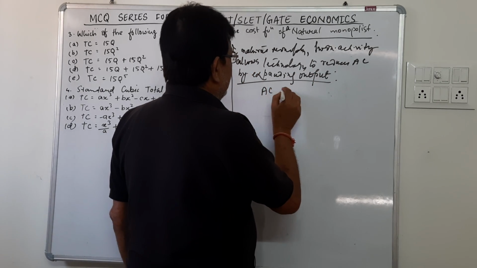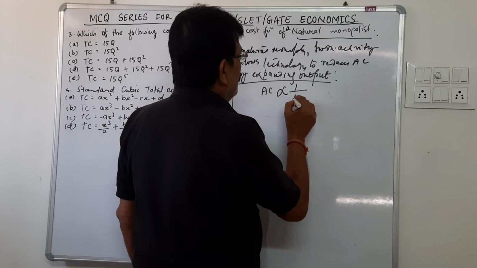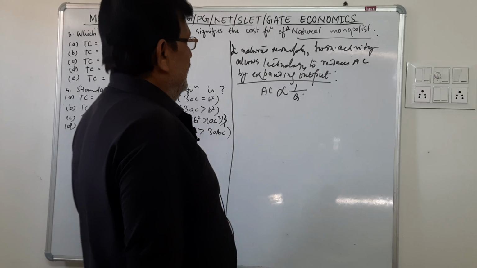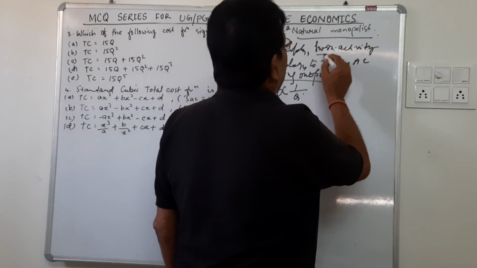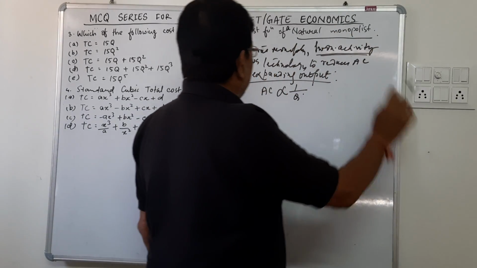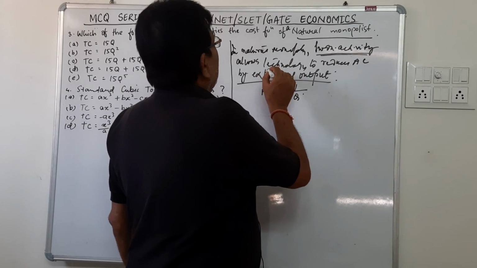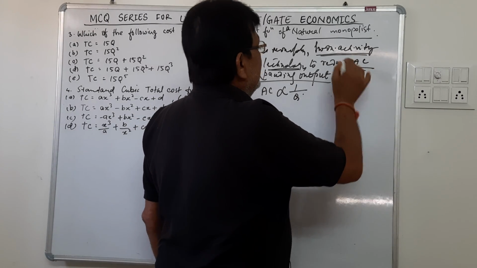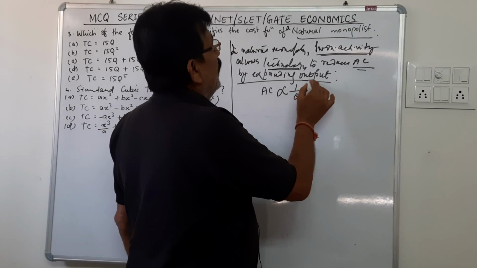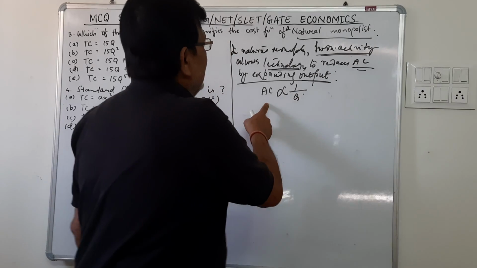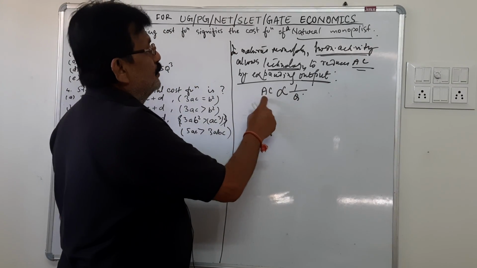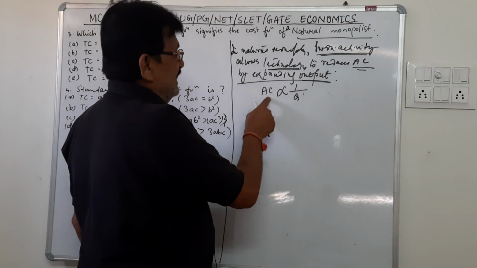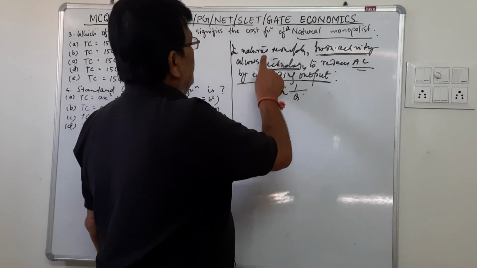So average cost is inversely proportional to the output. In natural monopoly, what happens? A natural monopolist uses that production activity where, on account of the use of technology, average cost diminishes as the level of output is increased. So there is an inverse relation between average cost and output. If by expanding output average cost decreases, then it is a feature of a natural monopoly.